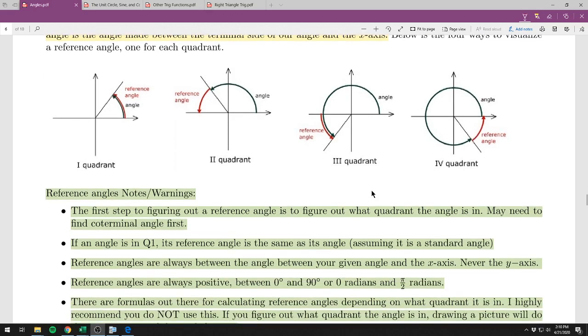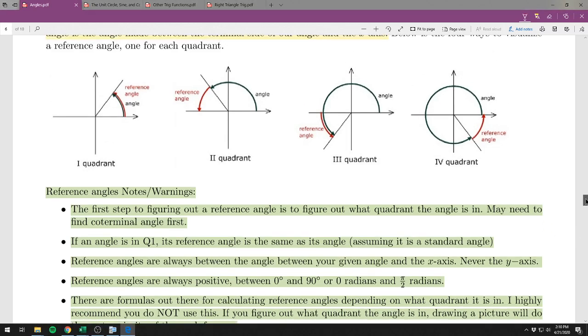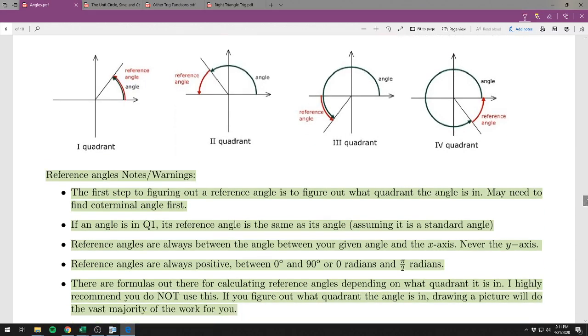And so I got a lot of little things here. You should write down a lot of these because this is where a lot of the issues, especially throughout the class, come into play as not being comfortable with the reference angles. So the first step to figuring out a reference angle is to know what quadrant the angle's in. Because if you don't know what quadrant it's in, you don't know computationally how you're going to figure it out. And if your angle isn't between 0 and 360 or 0 and 2 pi, you'll have to figure out its coterminal angle.